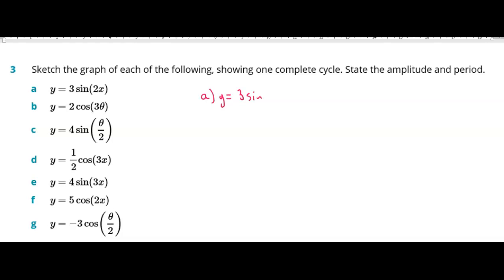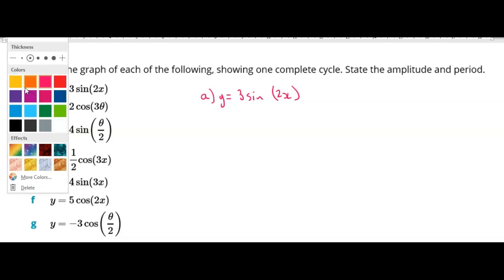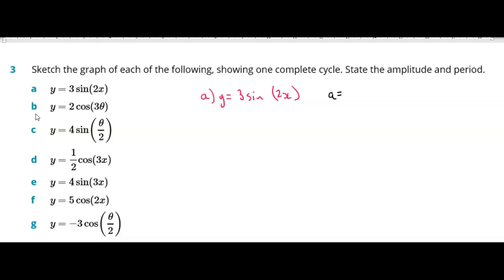So the first thing we need to do is work out the period and the amplitude. Do your amplitude first, which is quite easy, which is just 3. Your value of n, remember, isn't your period. It helps us work out the period. So n is 2, so your period is equal to 2 pi on 2. So those 2's cancel out. So your period is pi.